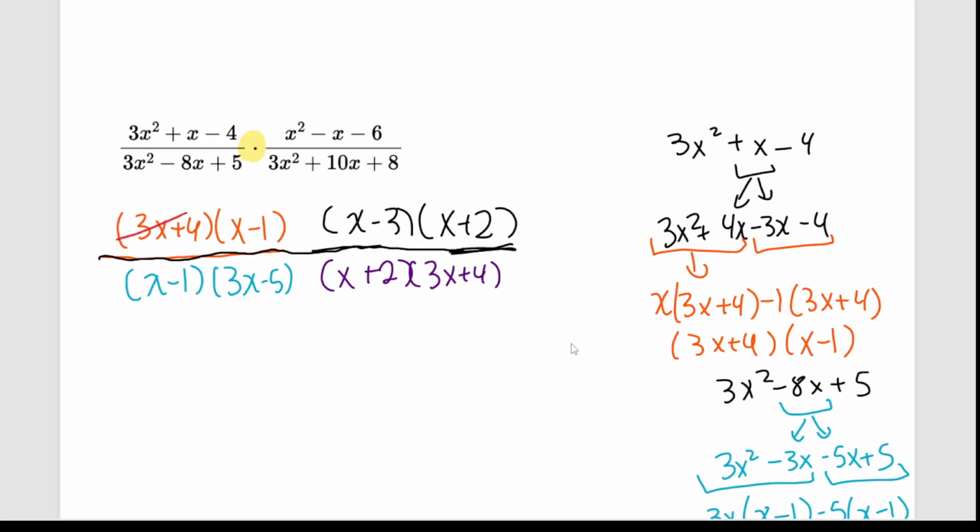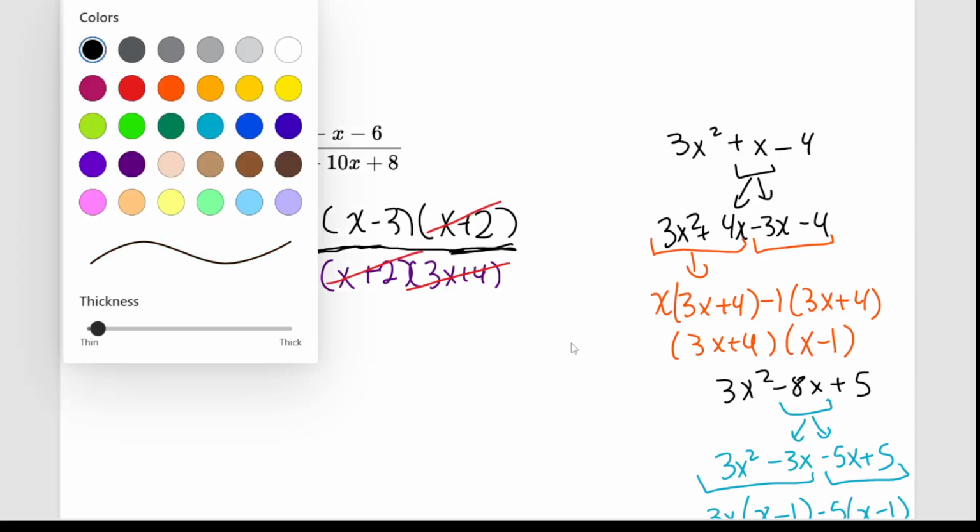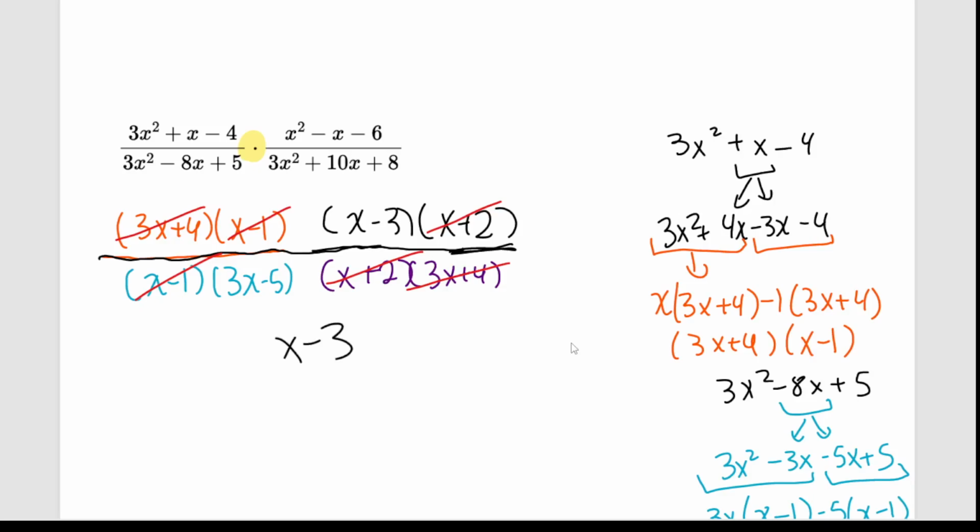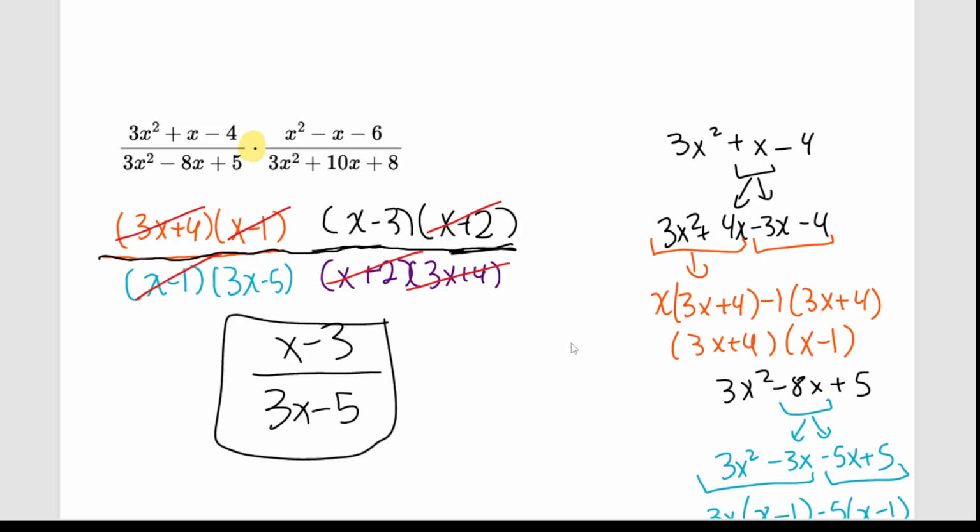In particular, 3x plus 4 divided by 3x plus 4 is going to make 1. x minus 1 divided by x minus 1 is also going to make 1. x plus 2 divided by x plus 2 will also make 1. And I would be left with x minus 3 over 3x minus 5 as my nice, beautiful final answer.